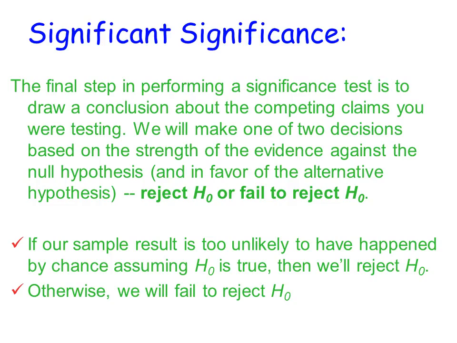The final step in performing a significance test is to draw a conclusion about the competing claims you are testing. We will make one of two decisions based on the strength of our evidence against the null hypothesis. Either we're going to reject H naught, or we fail to reject H naught. If our sample result is too unlikely to have happened by chance, assuming that H naught is true, then we're going to reject H naught. Otherwise, if we don't have enough evidence, we'll have to fail to reject H naught.